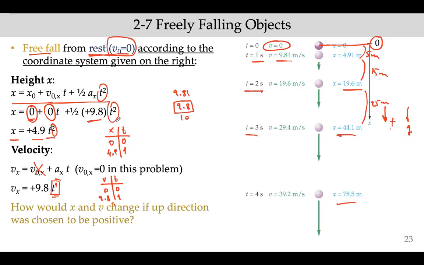Now, as an exercise, you can answer this question: how would x and v change if the up direction was chosen to be positive instead of choosing the down direction as positive? What would happen if you use a coordinate system like this? You can think about this as an exercise.